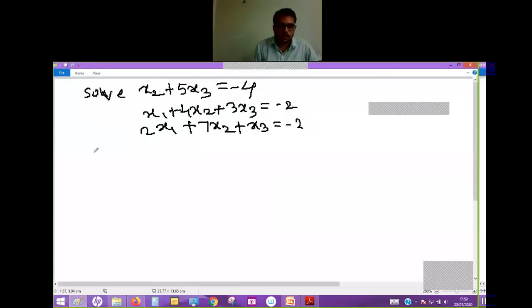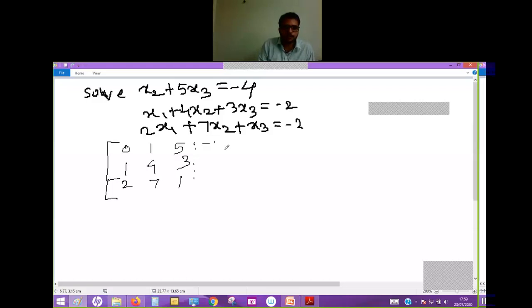Okay, so please concentrate now. We can say very few basic examples are there. So 0, since x1 is not there, 0 1 5, and then 1 4 3, and then next is your 2 7 1, augmented with the equal to sign, so -4, then -2, and then again -2 is there.